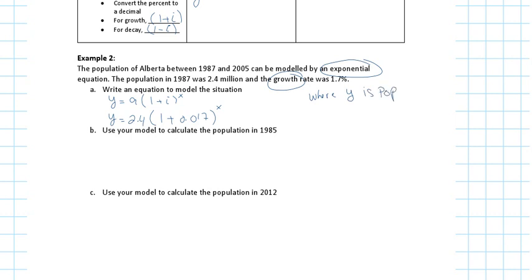You see that a lot in the questions, where Y is population in millions. You have to specify that. You have to tell me that Y is population in millions, right? Because we only plugged in 2.4. We didn't plug in 2.4 million, but it's representing million. It's not 2.4 people, right? And when you get an answer of 10, for example, it's not 10 people, it's 10 million, right? So that's why we need to specify that.